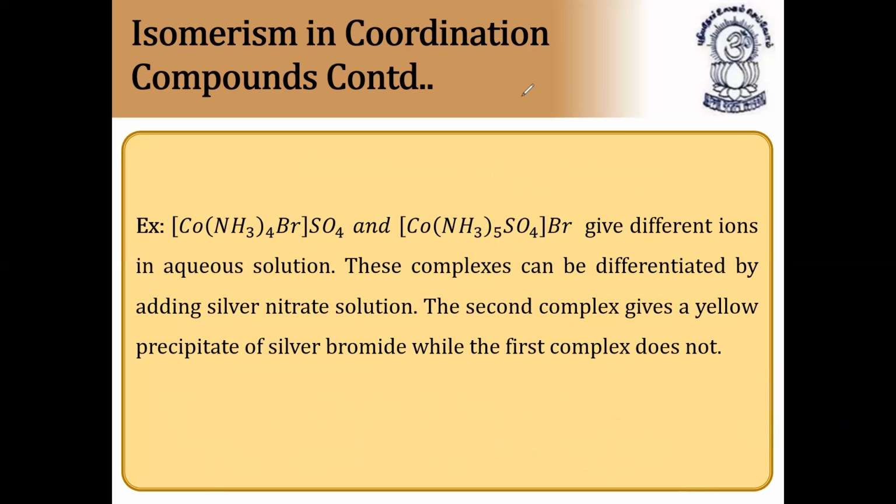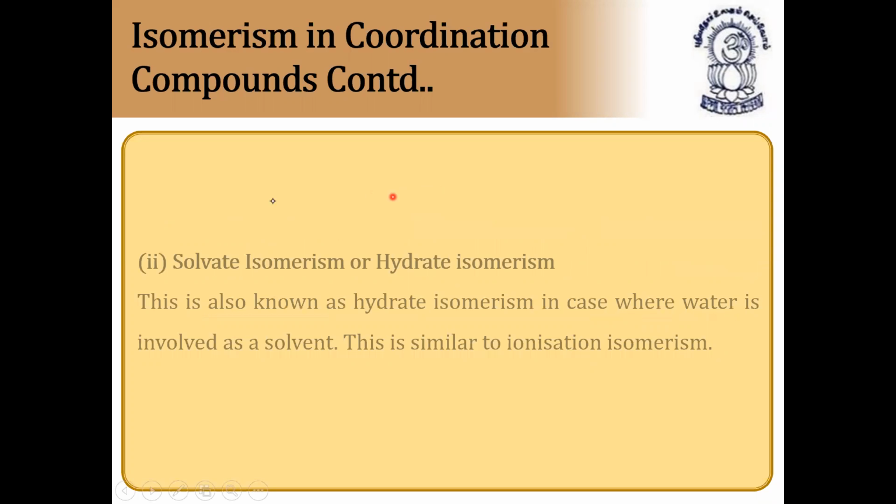Next, continuation. This is the first type of isomerism, that is ionization isomerism. It comes under structural isomerism. Next we have solvate isomerism or hydrate isomerism. This is also known as hydrate isomerism in cases where water is involved as the solvent. If the solvent is water, we can use hydrate isomerism. If water is not the solvent, we simply say it is solvate isomerism. This is similar to ionization isomerism.